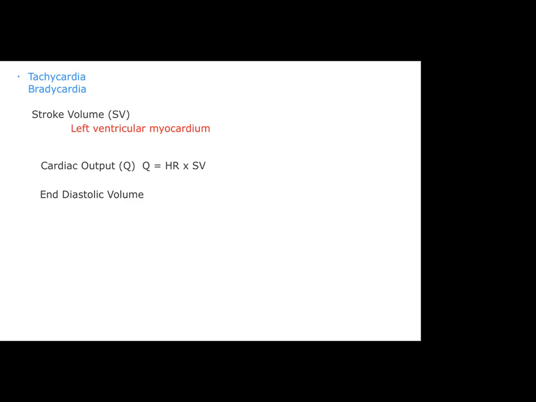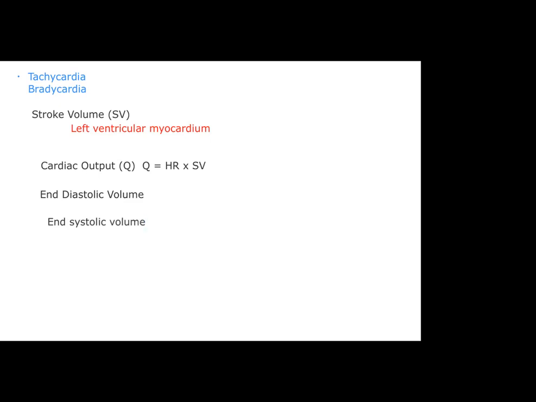Okay, then we have end systolic volume, which is the amount of blood in the left ventricle at the end of systole. The amount of blood in the left ventricle after systole, or at the end of systole.